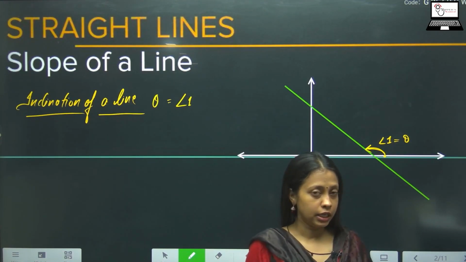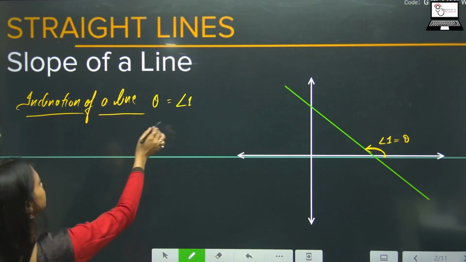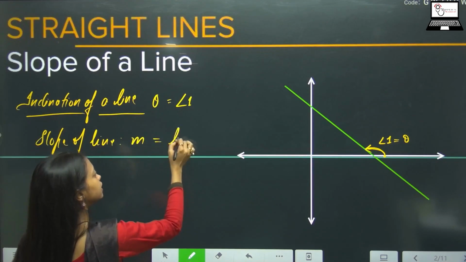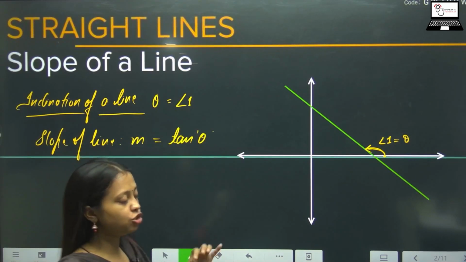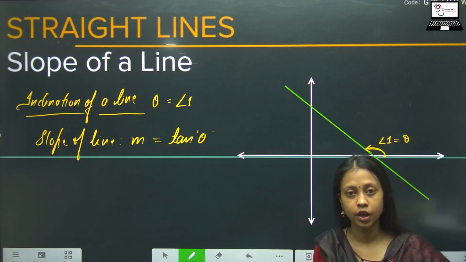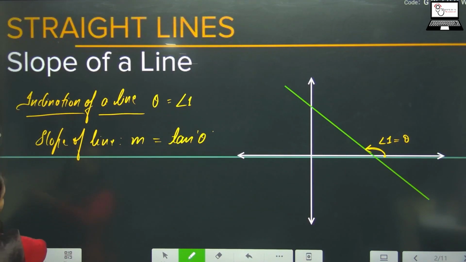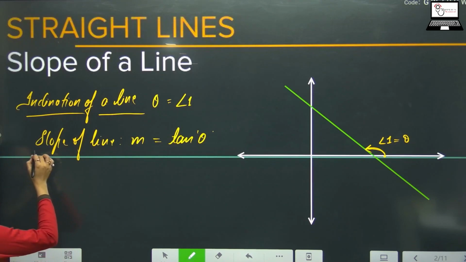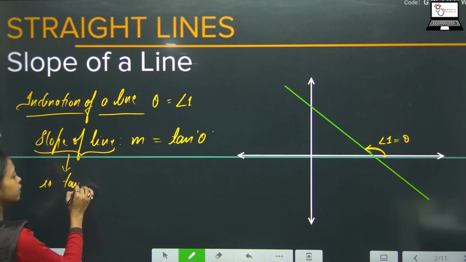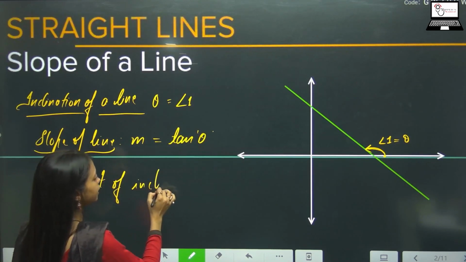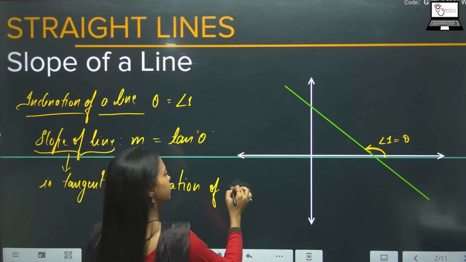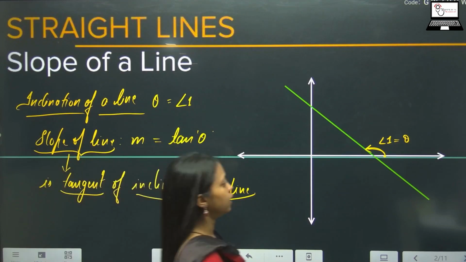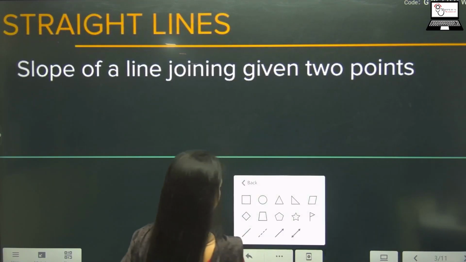This theta is your angle 1. Now, this is a very special angle. We will talk about slope depending upon this. The slope of a line depends upon this theta. It is given by tan theta. The tangent of that angle is the slope. Easy. So I can say that the slope of a line is the tangent of the inclination of the line, tan theta. Okay, so now the slope of a line joining 2 given points.